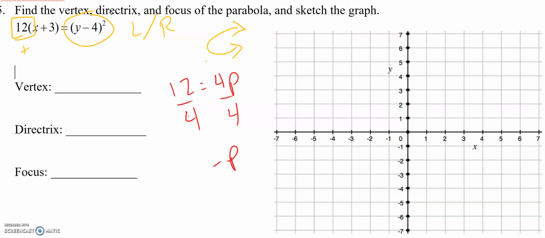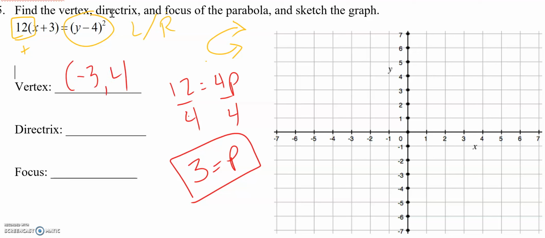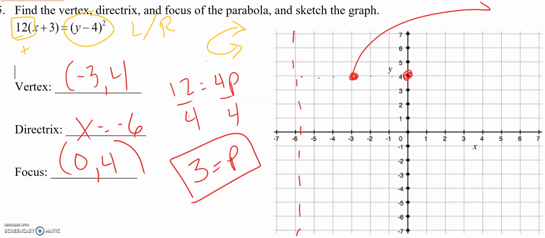is 3. So I'm going to have to go left and right to get to that 3. Let's see, the vertex, -3, +4, so -3, +4. So I'll go 1, 2, 3, there's my directrix at x equals -6. 1, 2, 3, that's the point 0, 4, which is my focus. Okay, again, it's just a rough sketch after that, so you just know it's opening to the right because of the +12. You can go from there.